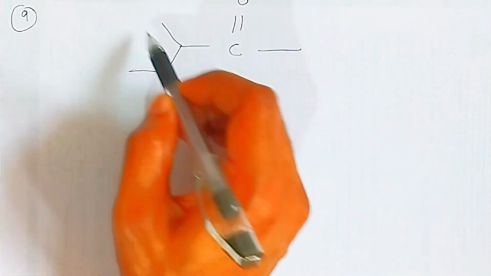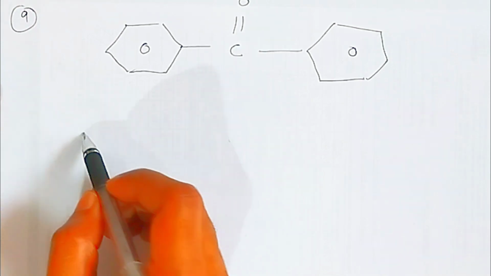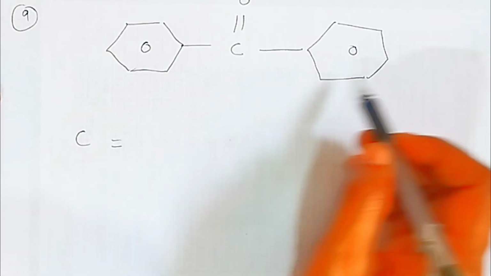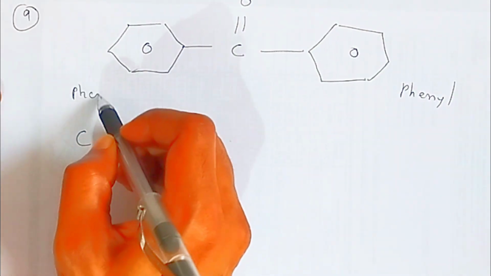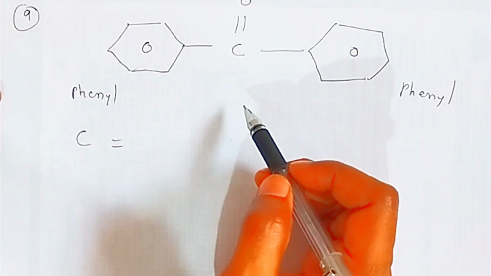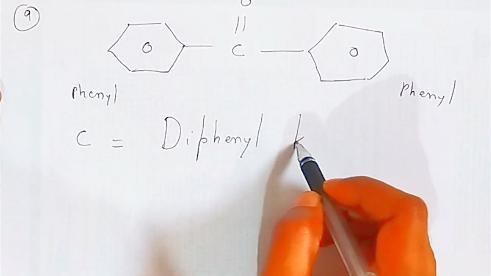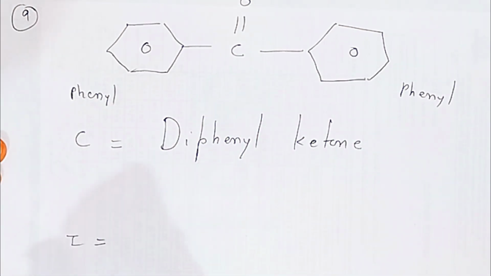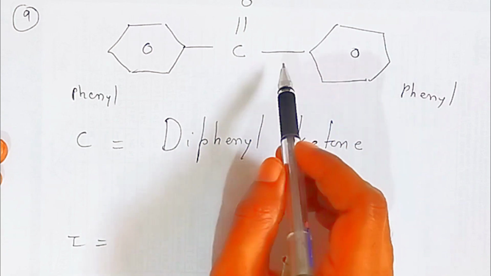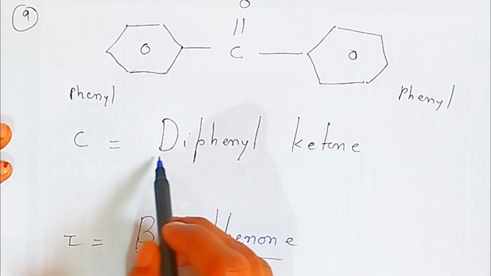So this is the carbon of the carbonyl. If both valencies are attached to an aromatic ring, that is benzene, the name in common name, students, is diphenyl ketone. The aromatic ring attached is called phenyl. This is phenyl, and this side also you have phenyl. So here 2 phenyl groups are attached to this carbonyl carbon, so we call it diphenyl ketone. Okay students, so diphenyl ketone will be the common name of this molecule. In the IUPAC system, students, since both valencies are occupied by benzene, we call it benzophenone. So it is benzophenone or diphenyl ketone.